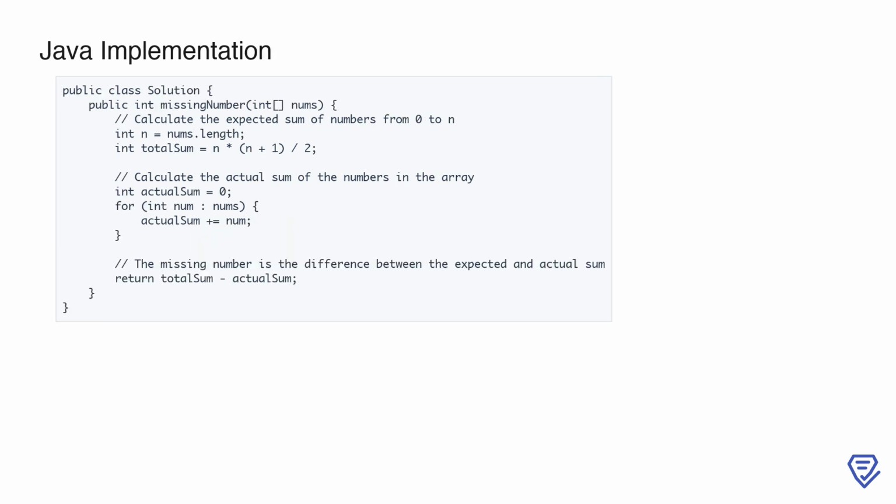This is the Java implementation of the LeetCode problem number 268, Missing Number. The logic mirrors the Python solution, using the formula for the sum of the first n natural numbers to calculate the expected sum, then subtracting the actual sum of the array to find the missing number. The Java implementation uses explicit type declarations and a loop for summing the array elements, and adheres to standard Java conventions.